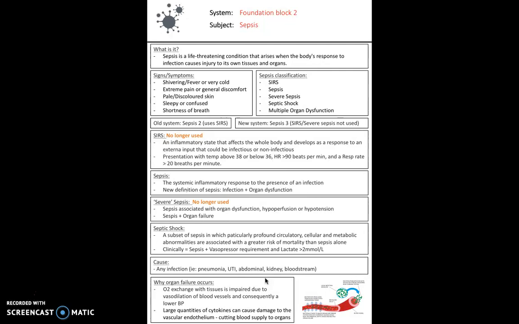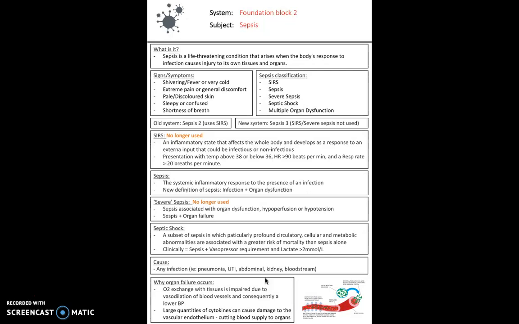Moving on, this is another disease to be really aware of. So sepsis is a life-threatening condition that arises when the body's response to infection causes injury to its own tissues and organs, and it can present with shivering, fever or colds, extreme pain and discomfort, pale and discoloured skin, sleepy or confused, and shortness of breath.